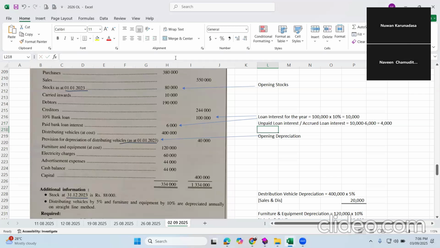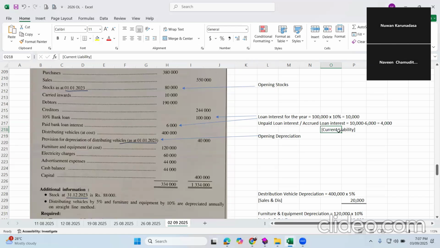See this carefully. We know that accrued expenses, unpaid loan interest, you must classify as a liability, right? So this is a liability. This will be a current liability. Very important. So again, if I explain this adjustment, 10% bank loan of 100,000 means the loan interest for the year is 100,000 into 10%, which is 10,000. But the trial balance said paid loan interest is only 6,000. That tells us there is an unpaid balance of how much? 4,000. This is not yet paid.